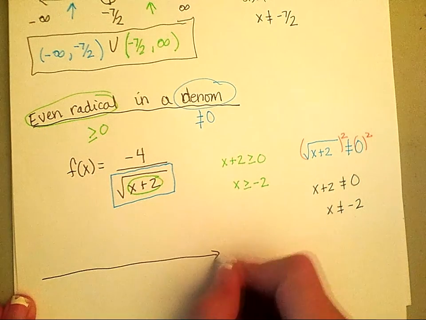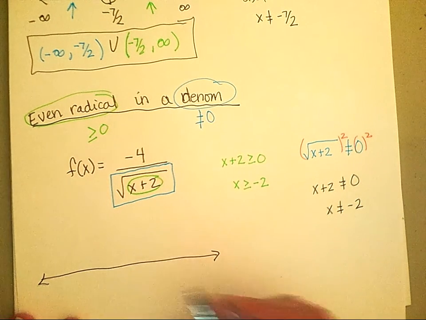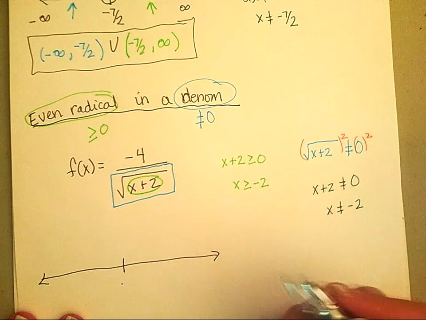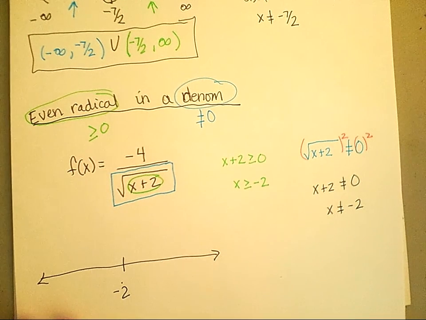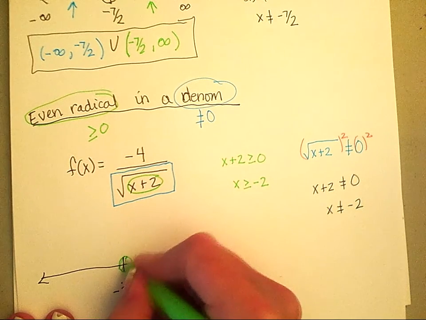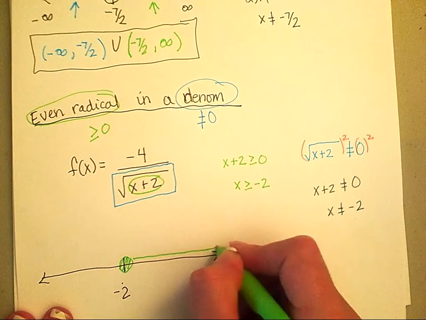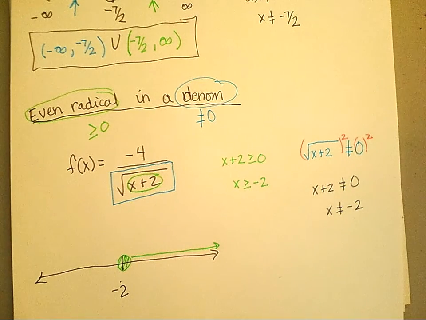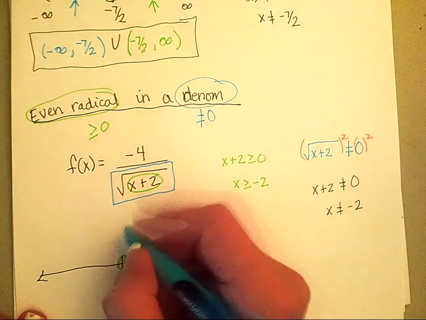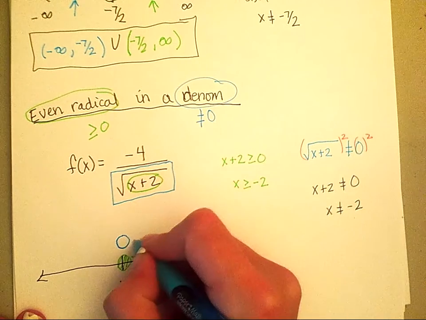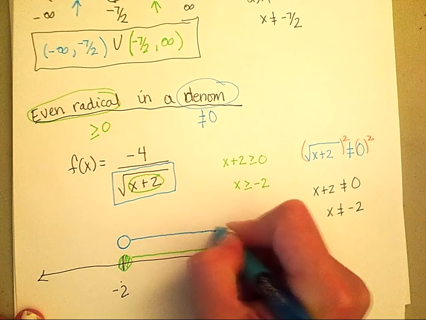Well, now, how do we incorporate this? I've got two different sets. Both have a key value of negative 2. The green says I can equal negative 2 and go beyond. From the blue, we have everything but negative 2.